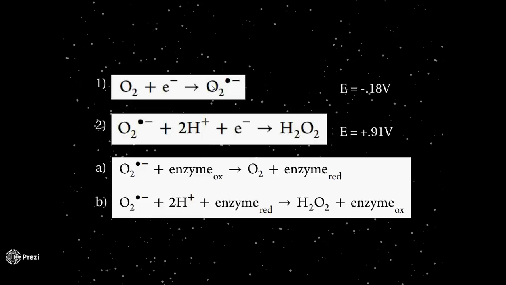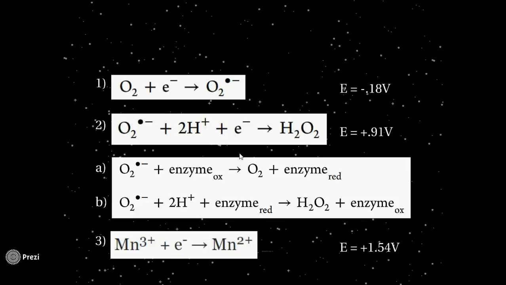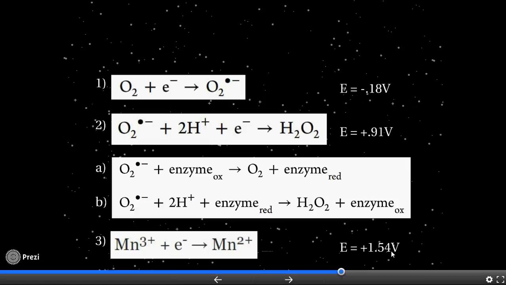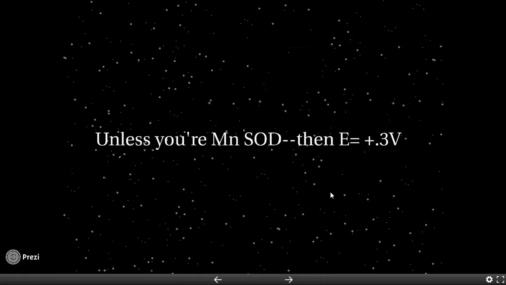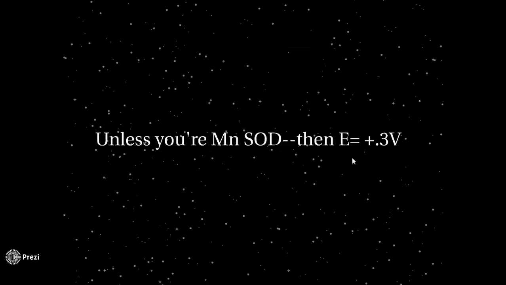However, when considering the reduction and oxidation of manganese, we find the actual reduction from Mn3+ to 2+ to be +1.54 V. This means that if manganese was reduced by reaction A, it would not give up its electron to form hydrogen peroxide in reaction B. In order for this reaction to be favorable, manganese would need to have a reduction potential between -0.18 V and +0.91 V. Conveniently, the reduction potential of manganese superoxide dismutase has been experimentally determined to be +0.3 V, which is right in the range where we want it.